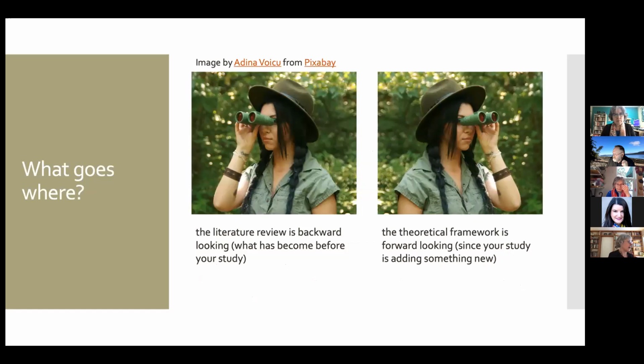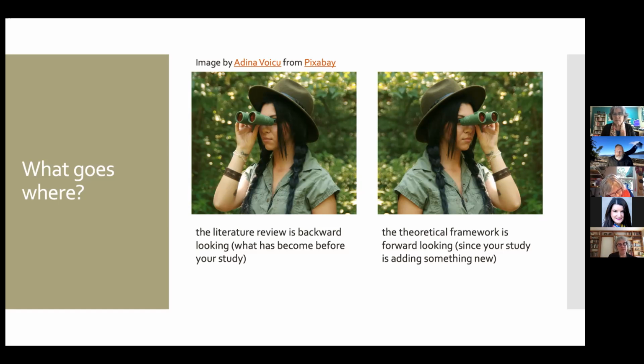So another way of framing this is to say a literature review is more backward looking. It talks about what's come before your study, hence also my metaphor of it's the broader part of the funnel. And hi, Carrie. The theoretical framework is more forward-looking since your study is adding something new. So again, it's looking at the functions that each of these sections serves in the dissertation.